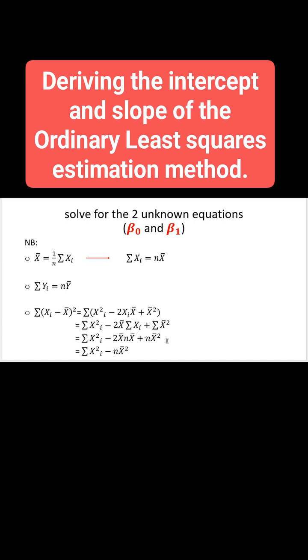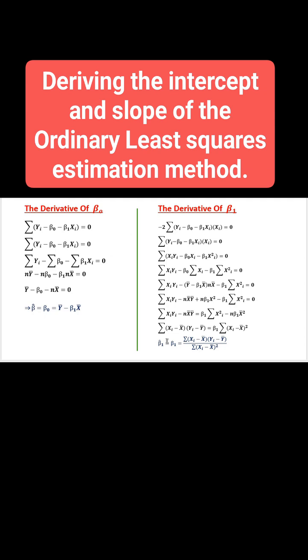is sigma x squared i minus n x bar squared, right? So which would be equal to your sigma (xi minus x bar) all squared, right? So we'll be actually moving to the derivatives of beta 1 and beta 0, finding the exact values.